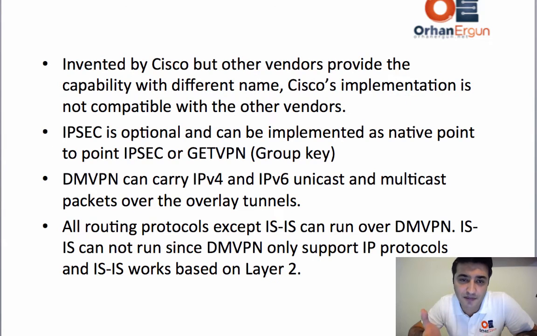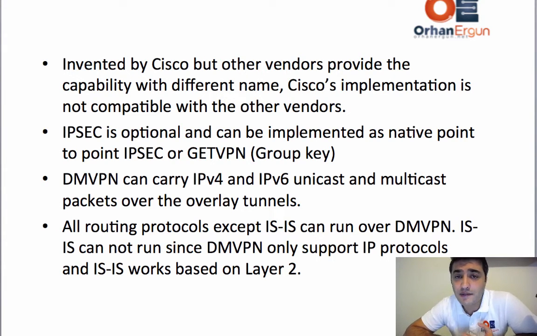DMVPN was invented by Cisco. The name was actually invented by Cisco, but the same idea, the multi-point VPN idea, is supported by other vendors as well, with different names. And probably most people think that IPsec is mandatory with DMVPN. It's not. It's optional. You don't have to have IPsec, but almost all deployments commonly deploy IPsec with DMVPN.